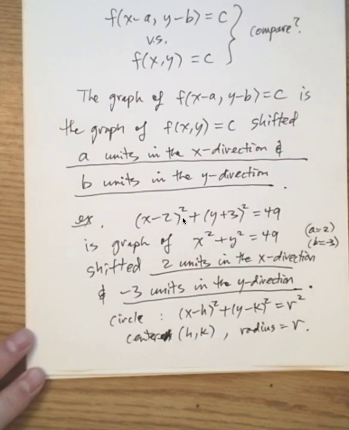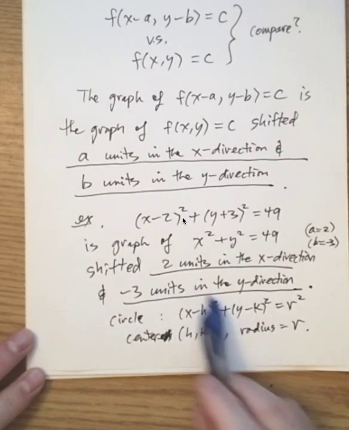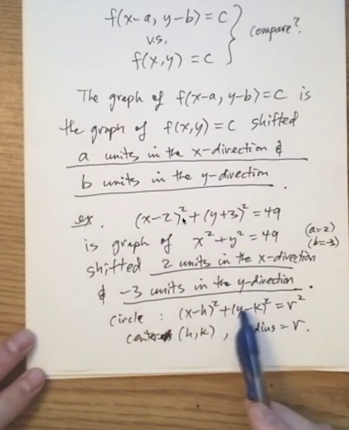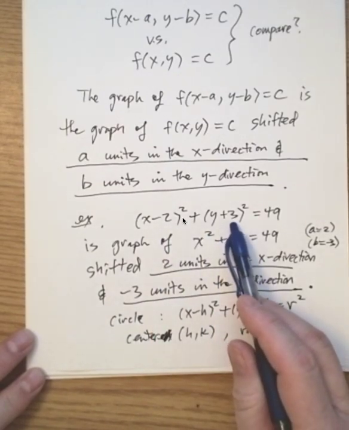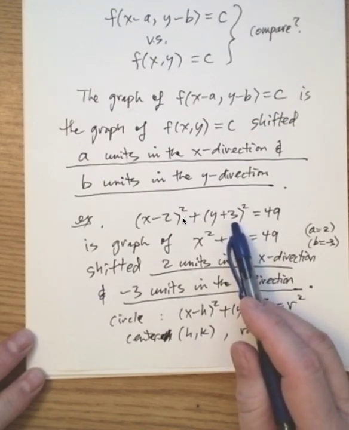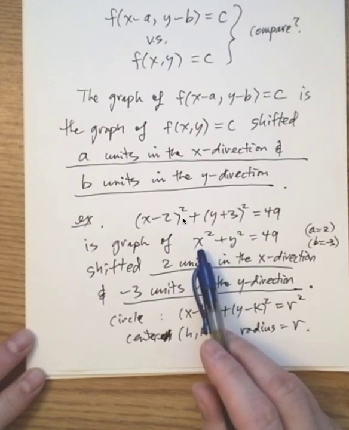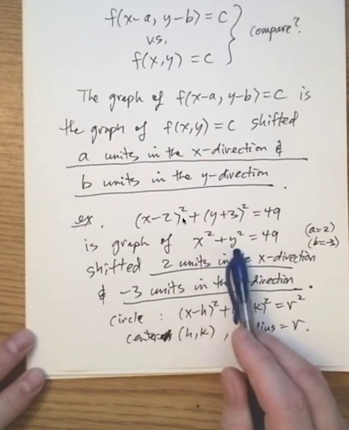If you guys take a quick second here and think about this one up here, this would mean what? H is 2 and k here would correspond to minus 3. So the center here of this circle would be what? 2 comma minus 3. The same thing here, what? The center would be the origin.